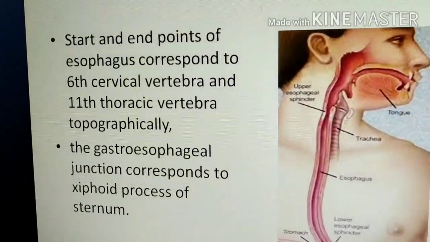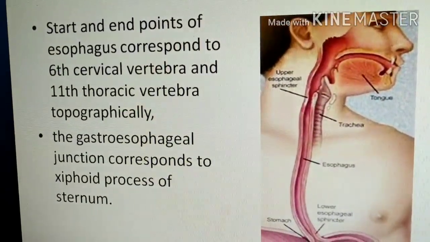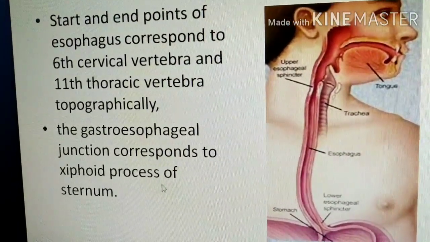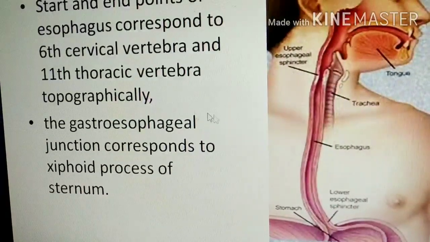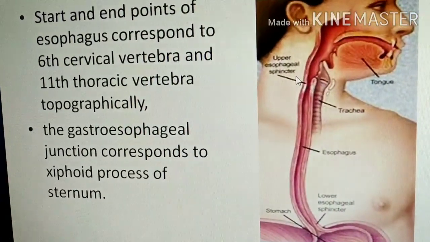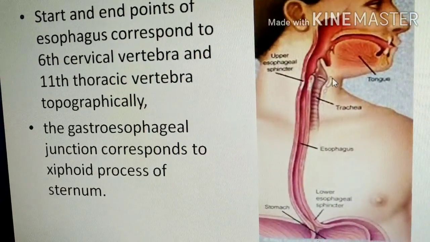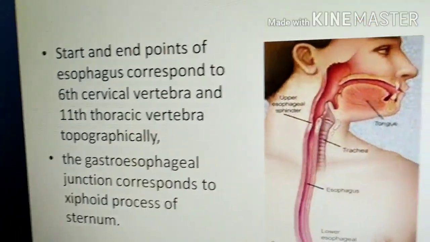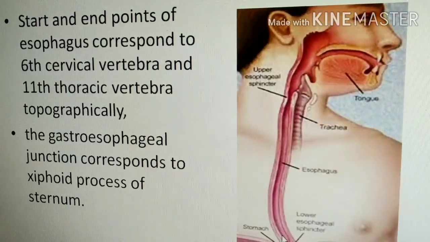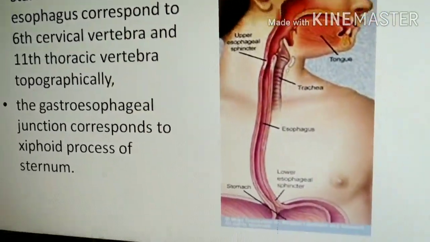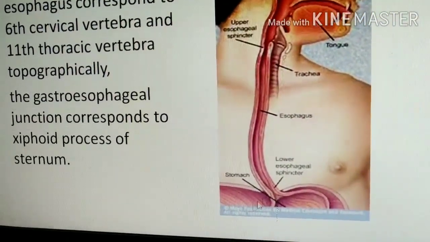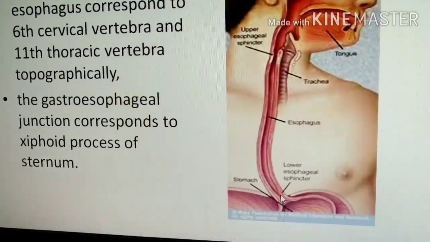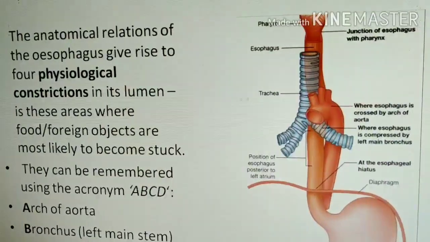Now, the start and end points of the esophagus correspond to the 6th cervical vertebra and the 11th thoracic vertebra respectively. So it starts behind the cricoid cartilage, at the 6th cervical vertebra, and it ends at the 11th thoracic vertebra. And the gastroesophageal junction corresponds to the xiphoid process of the sternum.